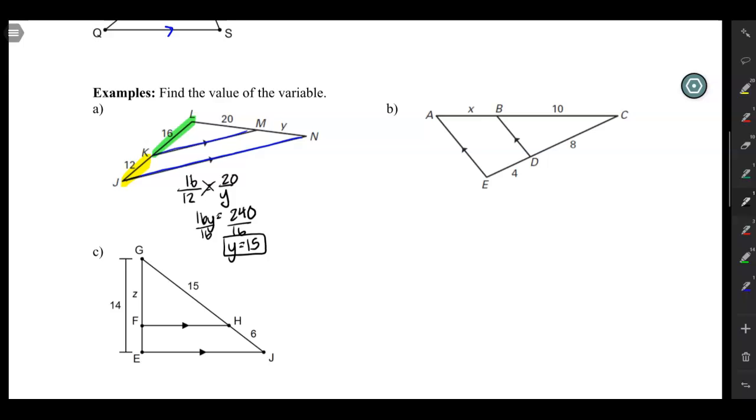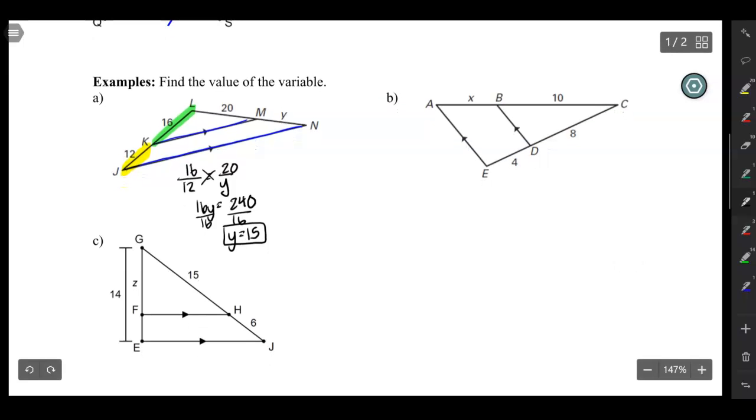Let's do the same thing with the next example. Again, I have these two parallel lines, which means that they're chopping my triangle into proportional pieces. So I know that x is to 10 as 4 is to 8. Then I can cross multiply. 8x equals 40, divide both sides by 8, and get that x equals 5.